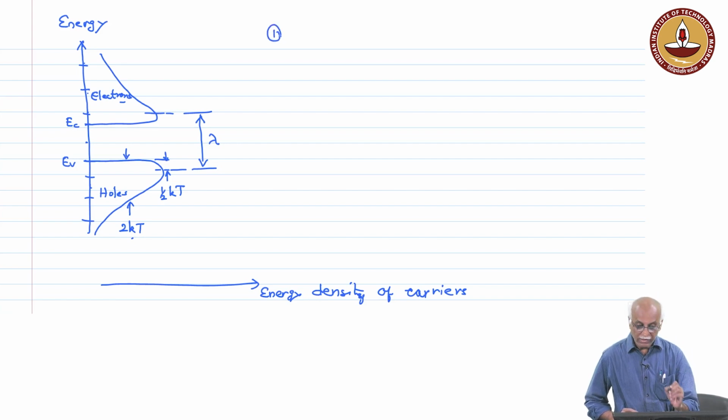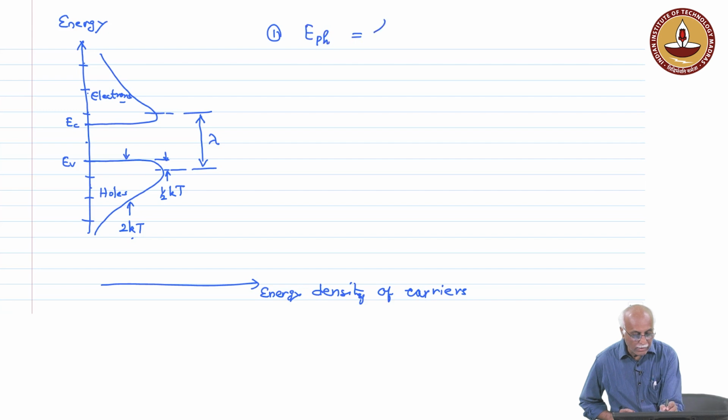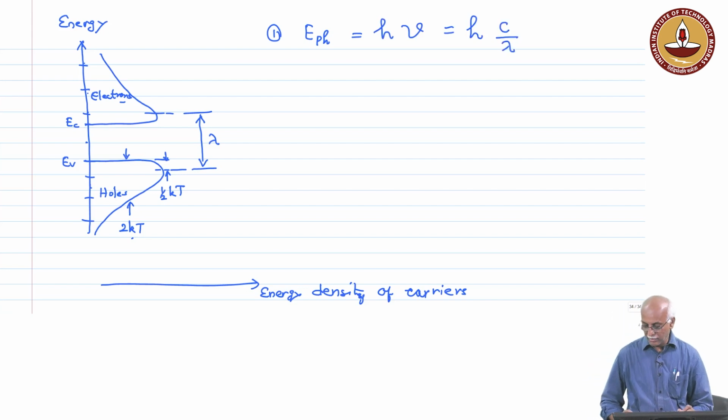Now, what I am trying to derive is that the center wavelength of a semiconductor material is decided based on the energy band gap. Let us say the energy of a photon is equal to h nu, or h c by lambda.